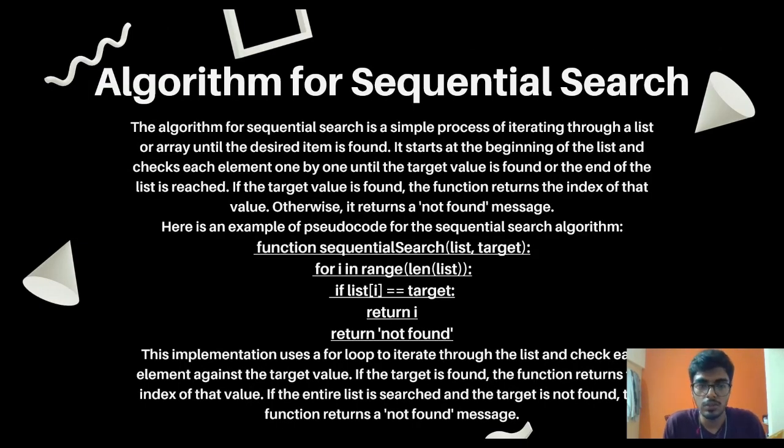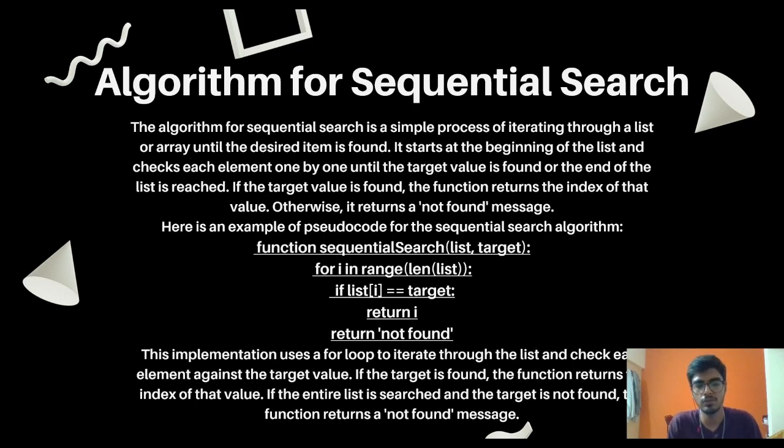Algorithm for sequential search. The algorithm for sequential search is a simple process of iterating through a list or array until the desired item is found. It starts at the beginning of the list and checks each element one by one until the target value is found or the end of the list is reached. If the target value is found, the function returns the index of the value. Otherwise, it returns a not found message.